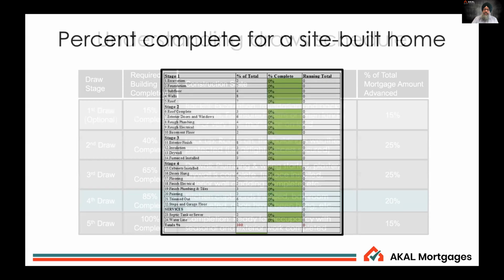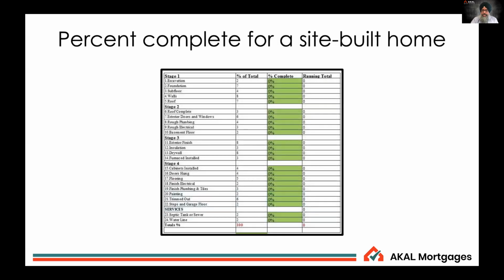Now, what is the percentage complete? I am going to post this presentation in our group. If you want to know about all of this, excavation is 2%, foundation is 7%, subfloor is 4%. You can find the percentage of each and every stage.